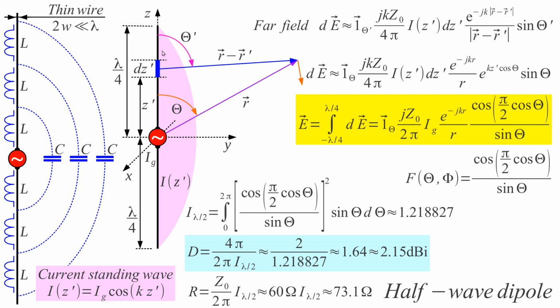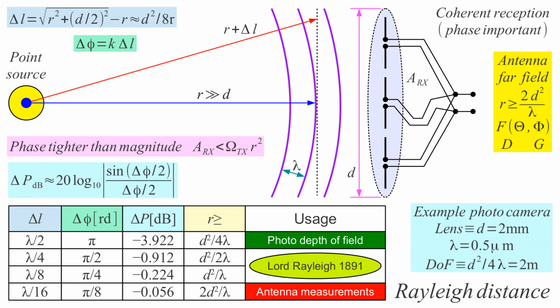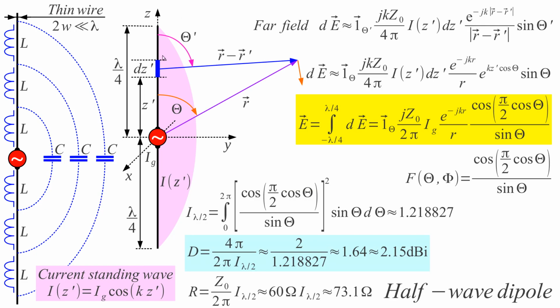And the current distribution on a half wavelength dipole is just a cosine, a cosine of wave number times z prime, the coordinate of my wire segment. How do I calculate the radiation of such a half wave dipole? I have already solved this problem, the radiation of a short segment. I have this solution written up here if I consider radiation only.